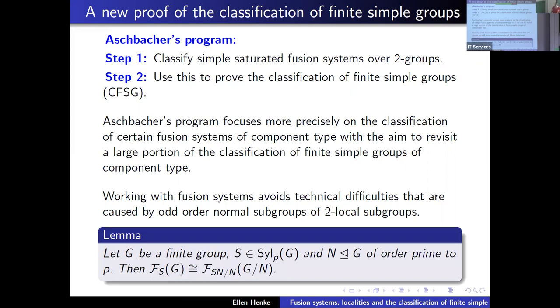And why can we do that? The basic result here is this lemma. If you have an odd order normal subgroup, then quotienting it out doesn't change the 2-fusion system. More generally, if we quotient out a normal subgroup of order prime to p, then it will not change the p-fusion system.